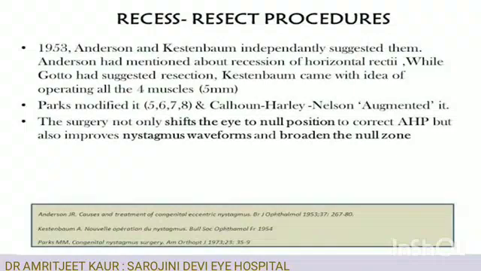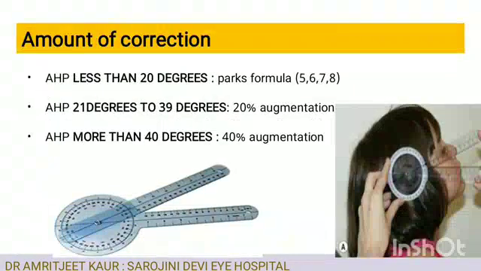Goniometer is the instrument which is used to measure the abnormal head posture, and the amount of correction is given by the abnormal head posture. If abnormal head posture is less than 20 degrees, Park's formula 5678 is used. Whereas, if the abnormal head posture is from 21 degrees to 39 degrees, 20% augmentation of the Park's formula is done. When the AHP is more than 40 degrees, 40% augmentation of the Park's formula is done.